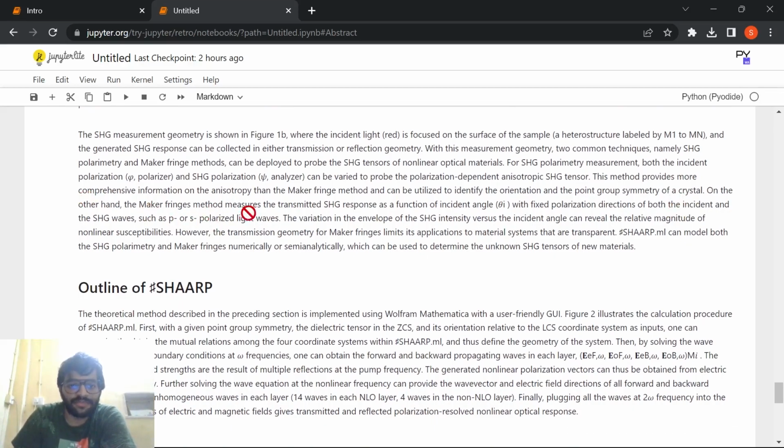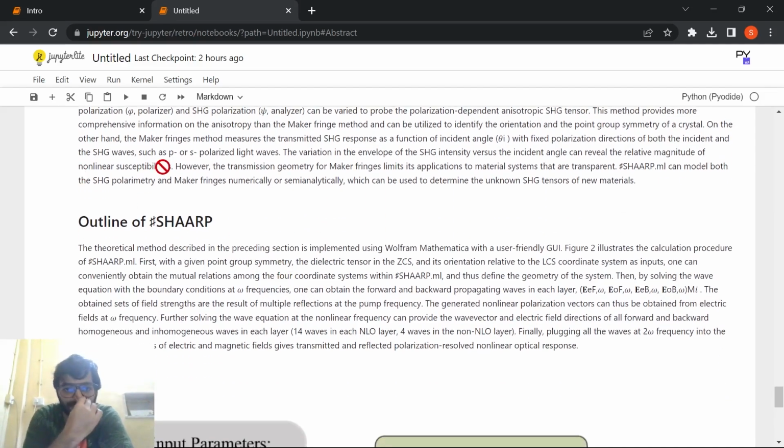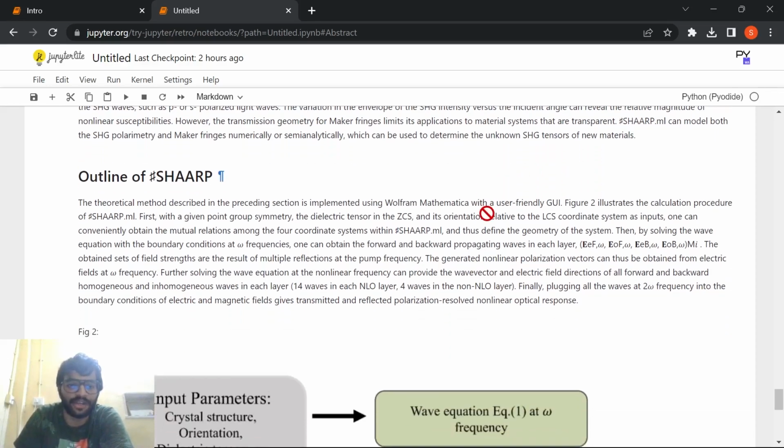On the other hand, the Maker fringe method measures the transmission SHG as a function of incident angle with fixed polarization directions of both the incident and the SHG waves, such as P or S polarized light waves. The variation in the envelope of the SHG intensity versus the incident angle can reveal the relative magnitude of nonlinear susceptibilities. However, the transmission geometry for Maker fringes limits its application to material systems that are transparent. Sharp.ml can model both SHG polarimetry and Maker fringes numerically or semi-analytically, which can be used to determine the unknown SHG tensors of new materials.